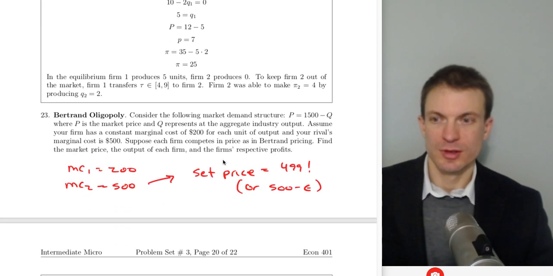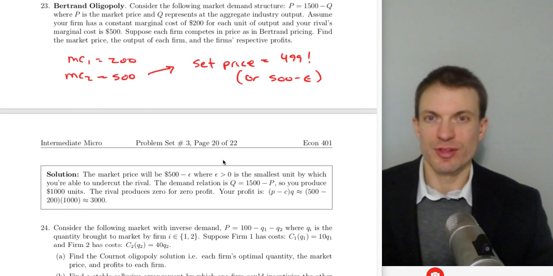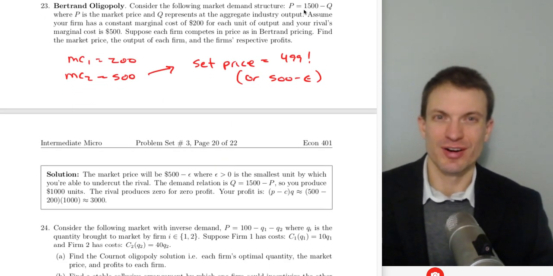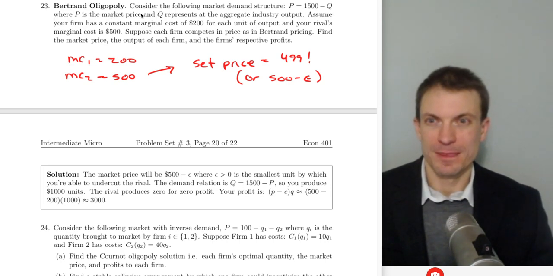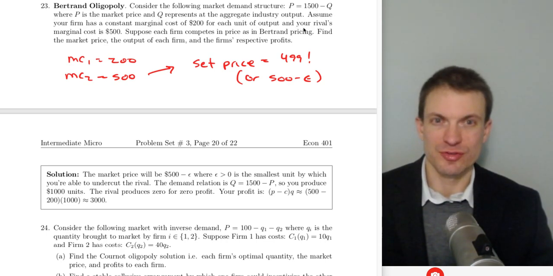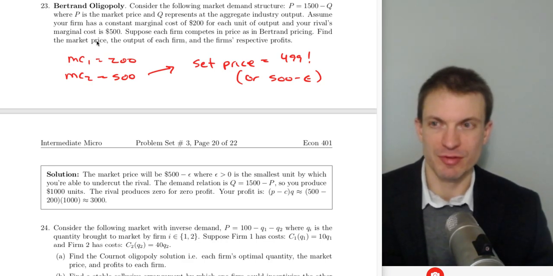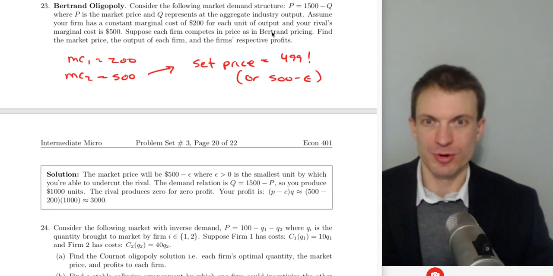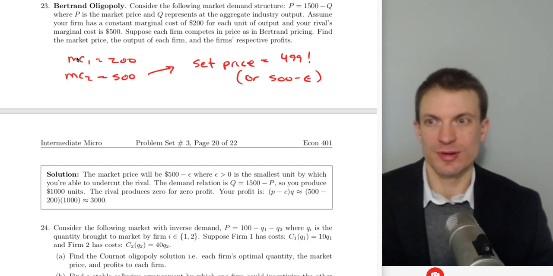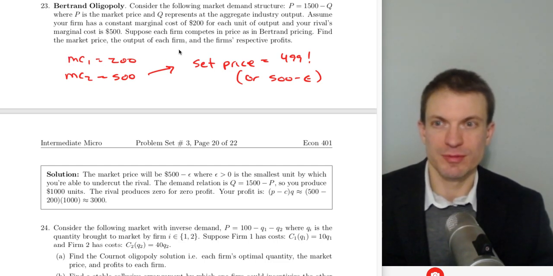Okay. So Bertrand oligopoly, consider the following market structure. Here's our market demand. We have a market price. Q is the aggregate industry output. Suppose your firm has constant marginal cost of 200 and your rival's marginal cost is 500. Suppose we have Bertrand competition. Find the market price and output of each firm and the firm's respective profits.